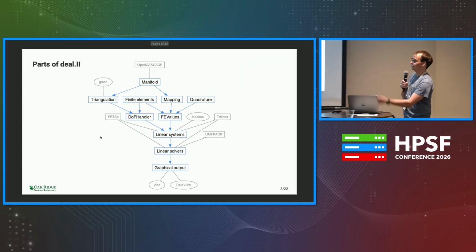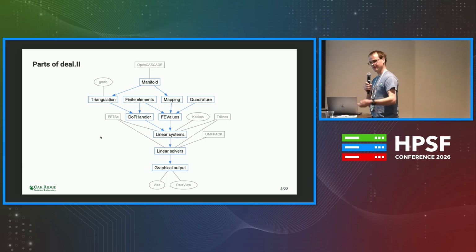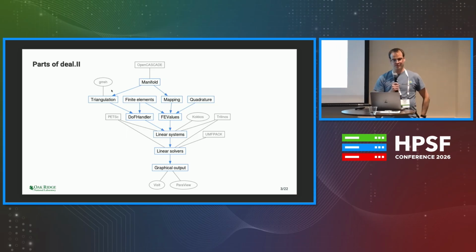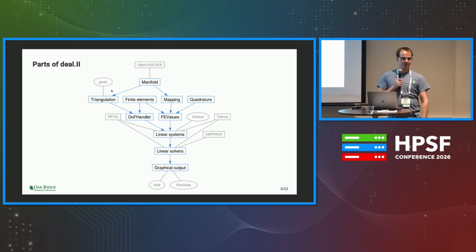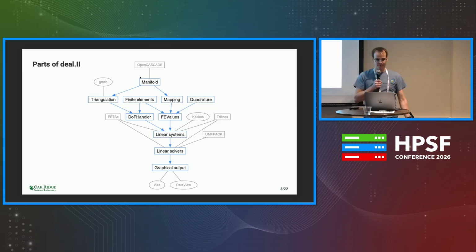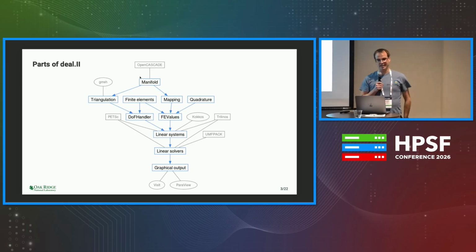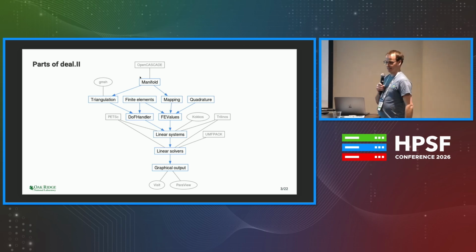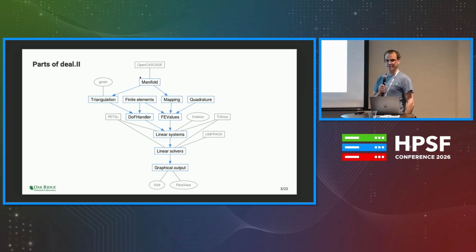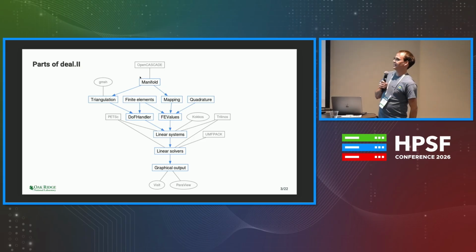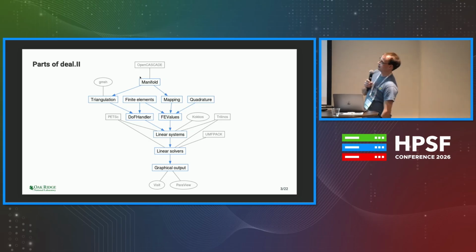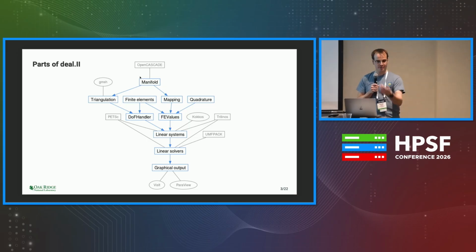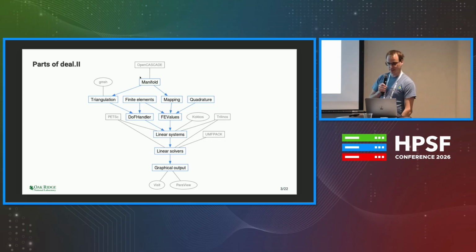Okay. What does deal.II look like? That's our general graph, which we like to show. We implement pretty much all parts of a finite element application that you might want to have. Starting at the top, maybe we want to read in some CAD files from Open Cascade. We can then define some manifolds on top of that, define a triangulation with that, define finite elements, mappings and quadrature points, and then map that into more lower order parts of the ecosystem, where we have a DoFHandler, FEValues, and all of that stuff.